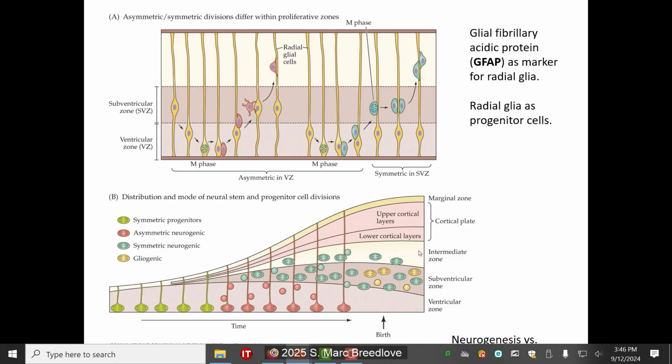Here's the intermediate zone that's eventually going to make the white matter. And here are the cortical layers. What we're trying to show you here is that the lower cortical layers get formed first, and then the upper cortical layers, with the exception of the marginal zone, layer 1, which stays there all the time.